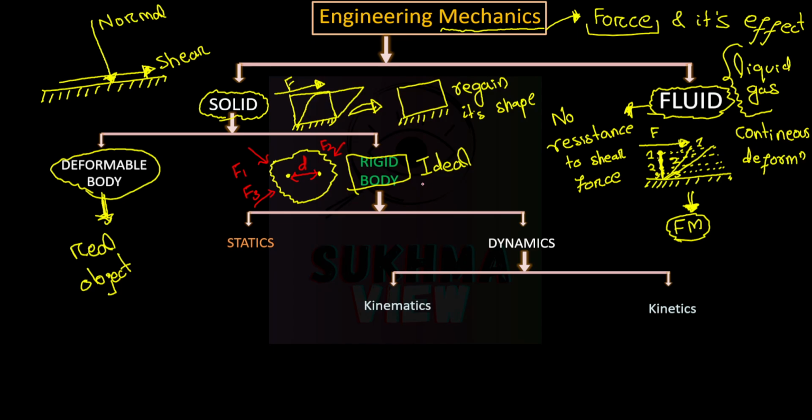So this is an idealization. In the universe there is no ideal body, there is no actual rigid body. So rigid body mechanics is the subject we are going to deal with. That means all the concepts of mechanics here are based on the idealization that we are applying on a rigid body, or we are studying rigid body mechanics. Then rigid body mechanics, or engineering mechanics, has this classification: statics and dynamics.